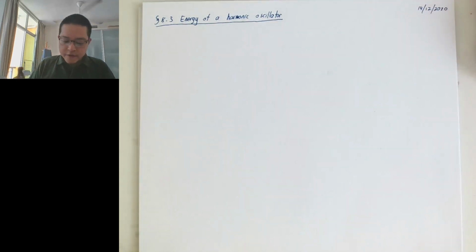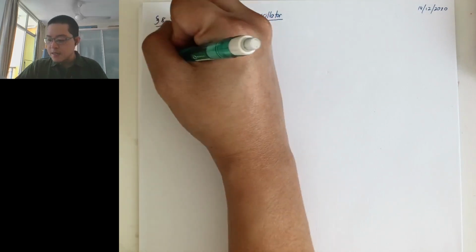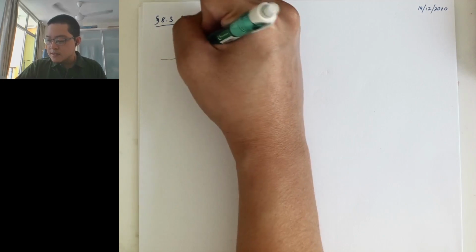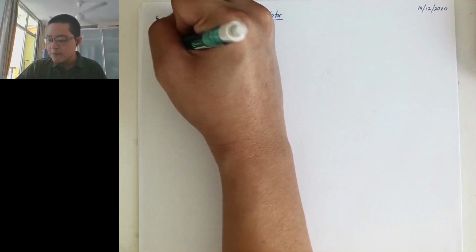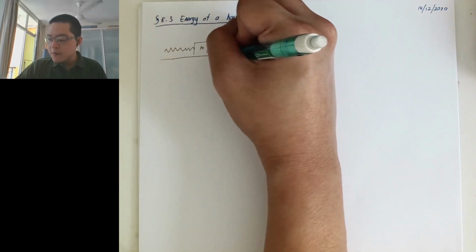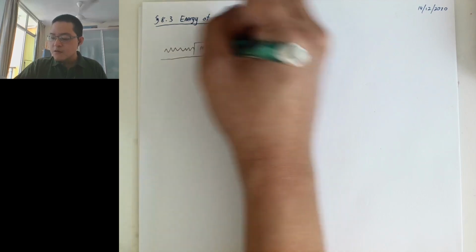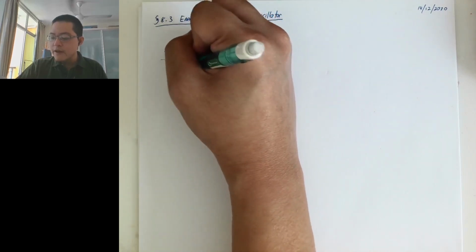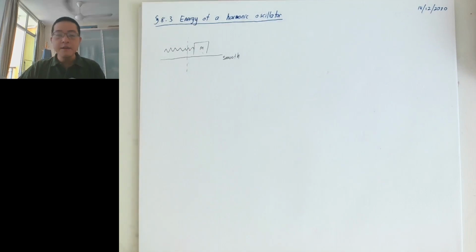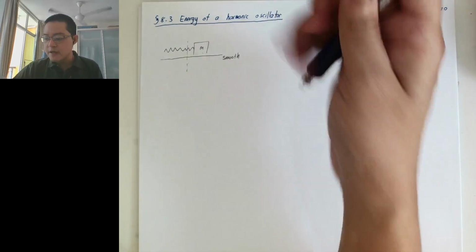Okay, so if you recall, we pick up where we left off in the previous class. We were talking about a mass of mass m, and then we attach it to a spring. And for now, we treat the surface as smooth. So the only force acting on this mass is the spring force, right? So F equals kx.